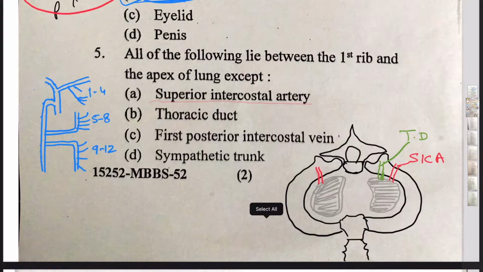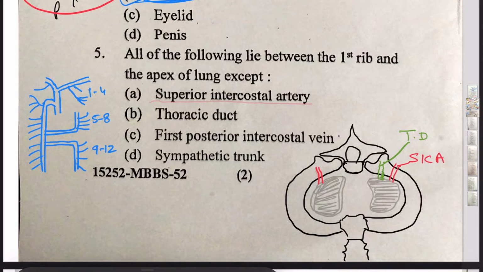Now on the right side, the first posterior intercostal vein drains directly into the right brachiocephalic. Then you have the second, third, and fourth right posterior intercostal veins that drain into the azygos, forming the right superior intercostal vein. And then you have 5th, 6th, 7th, 8th, 9th, 10th, 11th, and 12th. All these right-sided posterior intercostal veins drain into the azygos vein. So if you have got to know about this, now come back to the question.